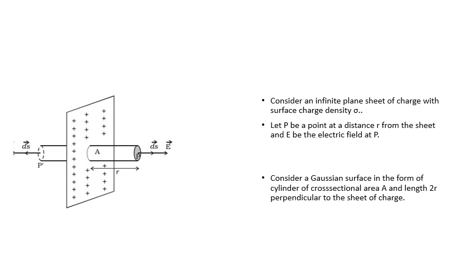In this case, we consider an infinite plane sheet of charge with surface charge density sigma. Let P be a point at a distance r from the sheet and E be the electric field at P. We are considering E on one side, and on both sides at the same distance, the field will be the same. And consider a Gaussian surface. Yes, we have to consider a Gaussian surface to calculate the electric field. Here we are considering a Gaussian surface in the form of a cylinder.